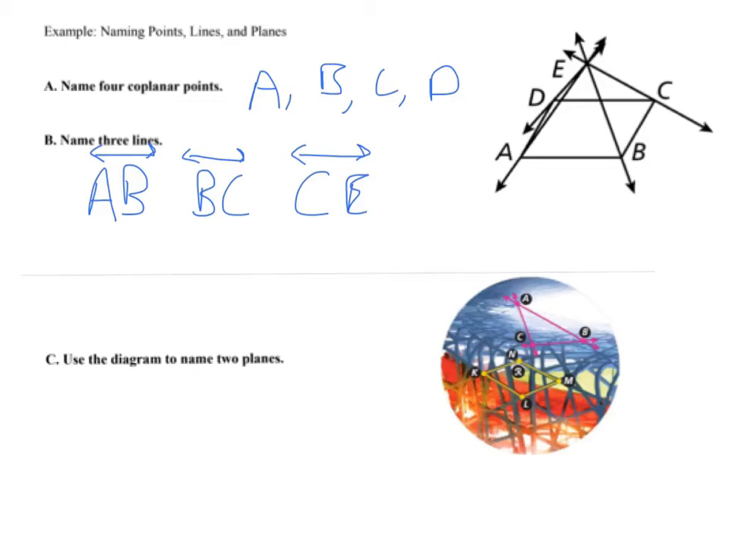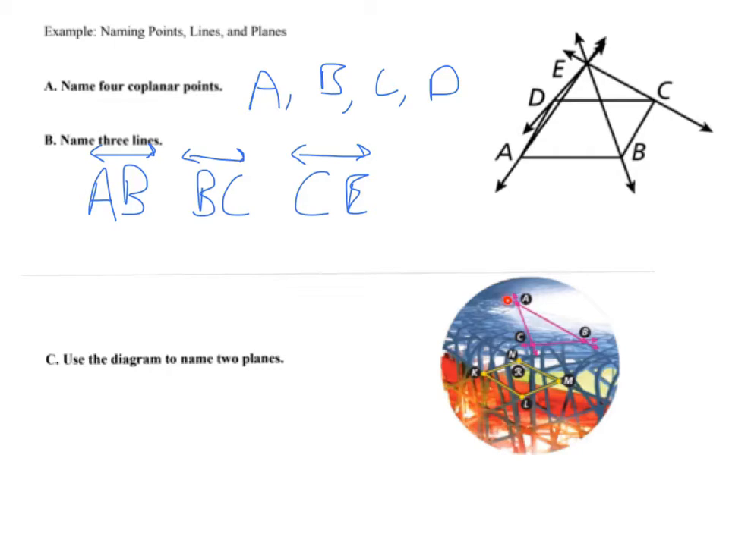Now this next practice problem just says use the diagram to name two planes. And it looks pretty easy. Like they pointed out pretty well. Clearly this yellow one is its own plane, and this pink one is its own plane.